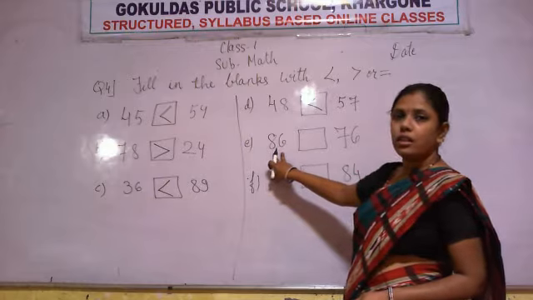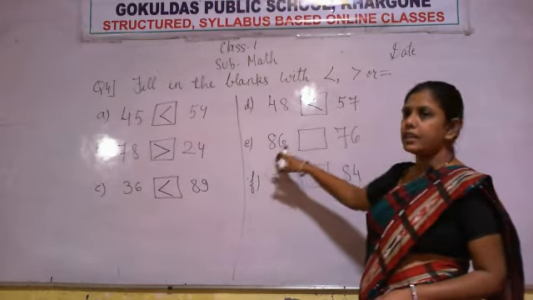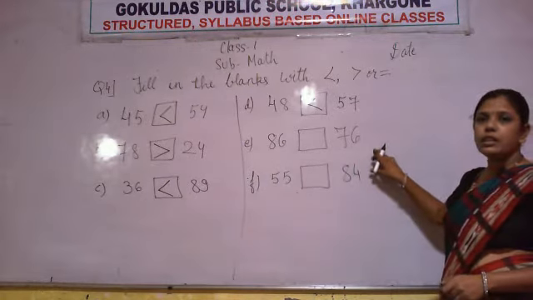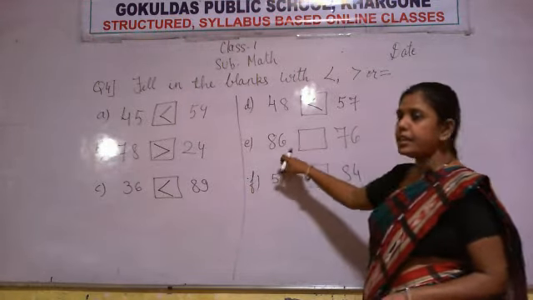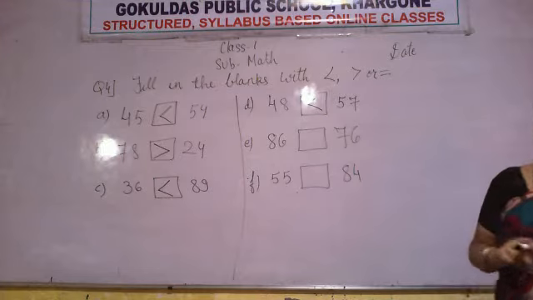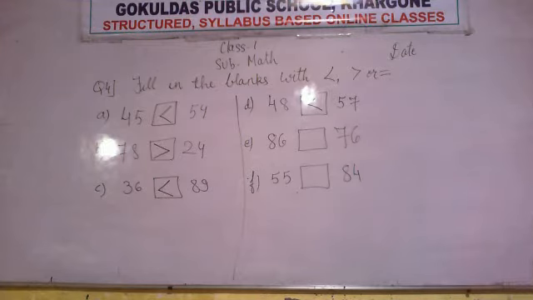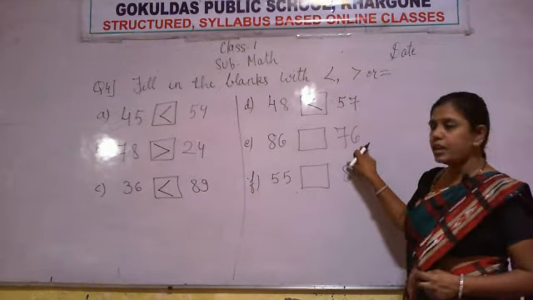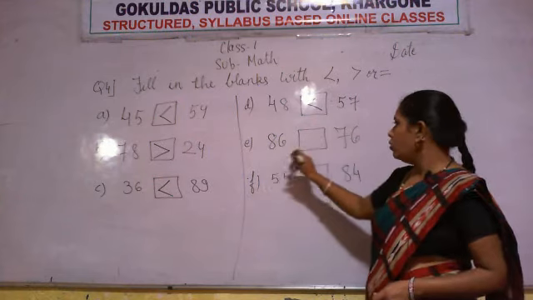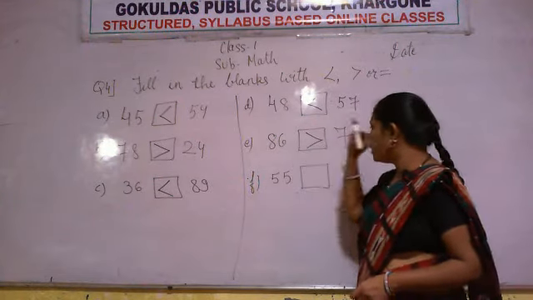Here the number given is 86 and here the number given is 76. Read again. 86 and 76. Now identify again the bigger number. Which is the bigger number between 86 and 76? The bigger number is 86. So the sign of greater than.